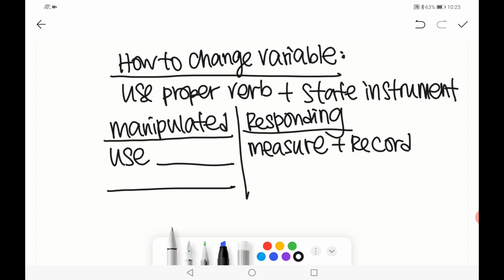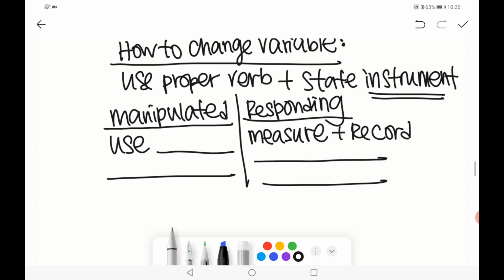Because normally when you come to the responding variable, we are getting results. When you're getting results, normally you need to do measurement and recording. So every time they ask you how to get the responding variable, try to start the answer with measure and record. Measure what and record what. And if possible, tell people the instrument that you use to do the measurement. I'll demonstrate how to do it.